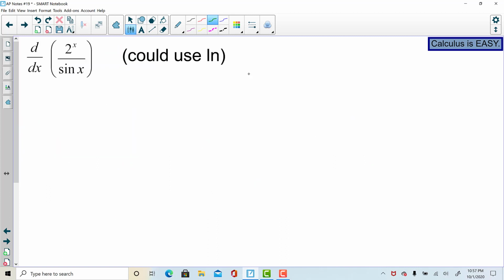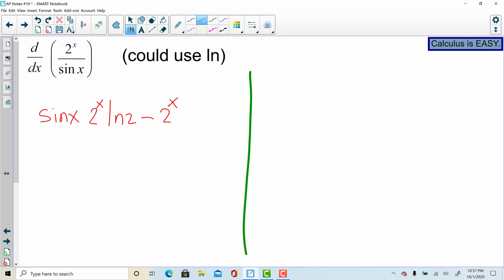Okay, we're going to solve this one 2 different ways. The first one is just with the quotient rule. So it's going to be the bottom times the derivative of the top minus the top times the derivative of the bottom, all divided by the bottom squared.